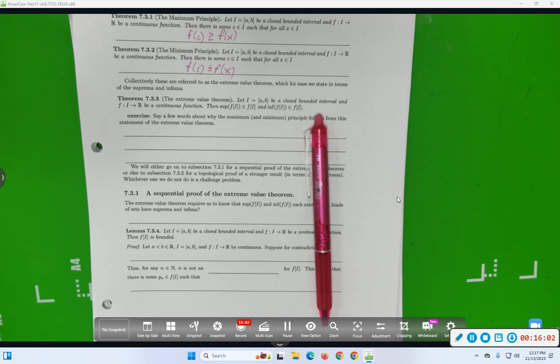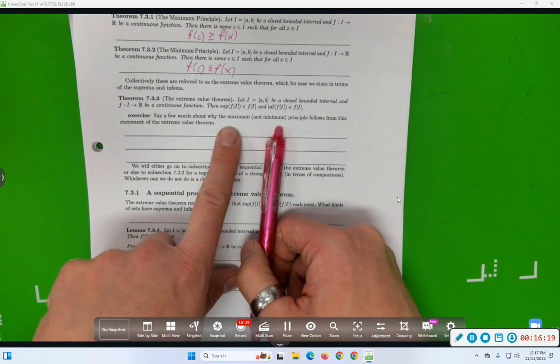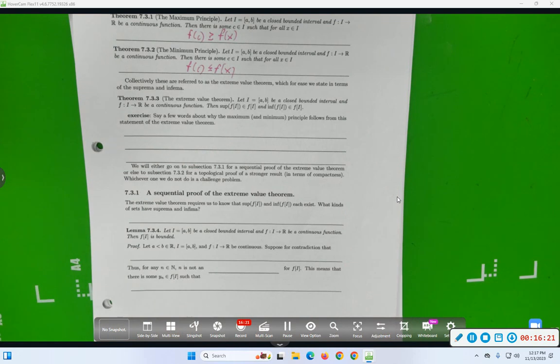So the maximum and minimum principles are less technical sounding. The extreme value theorem stated there is slightly more technical sounding. Let's just check that it implies the two results above. So let's try to do that. Say a few words about why the maximum principle follows from the statement of the extreme value theorem.